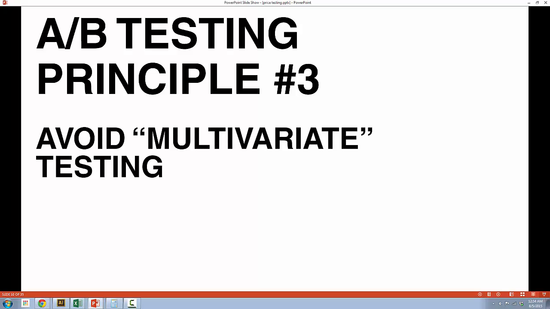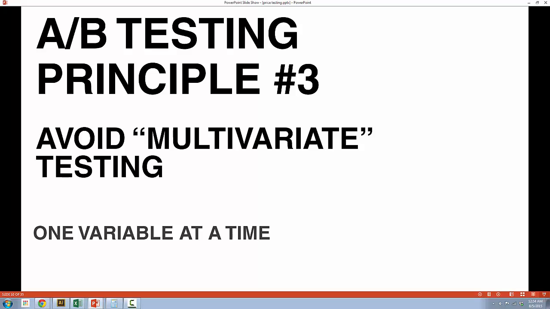Number three, avoid multivariate testing. When we do these tests, you're not allowed to change anything besides the price. So as you're running people through this test, don't also change the headline, don't change the offering, don't change the pictures, don't change the colors. The only thing you're changing on your test is the price.